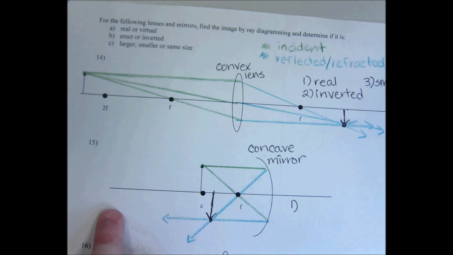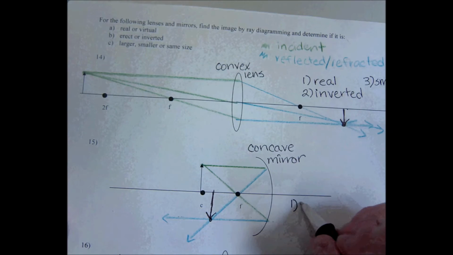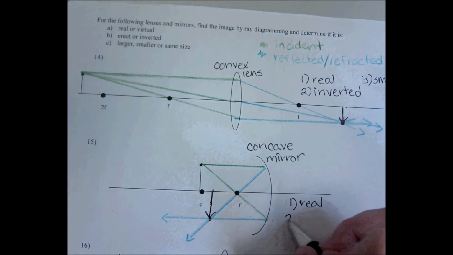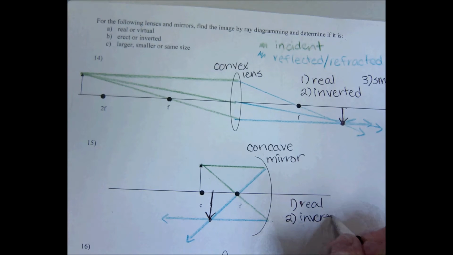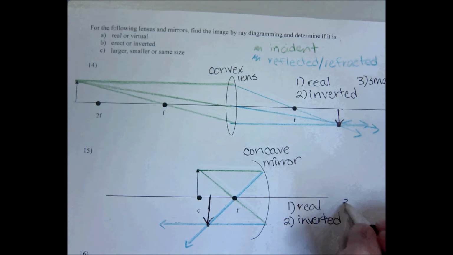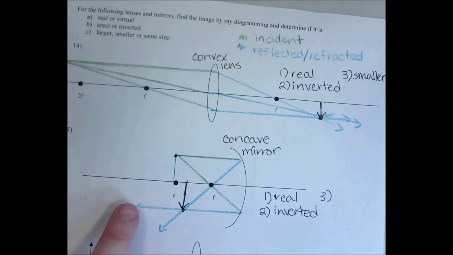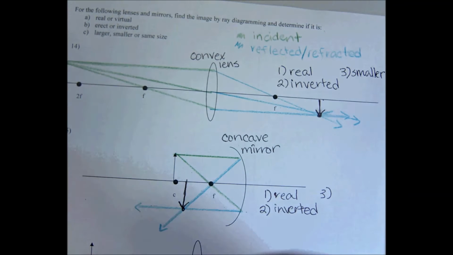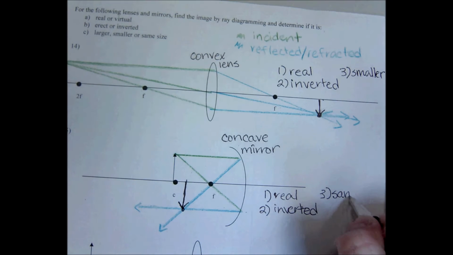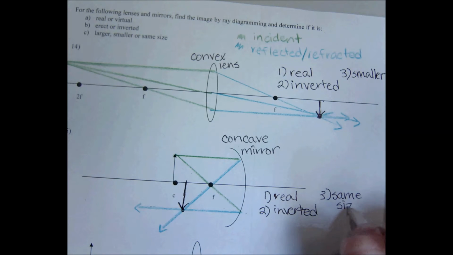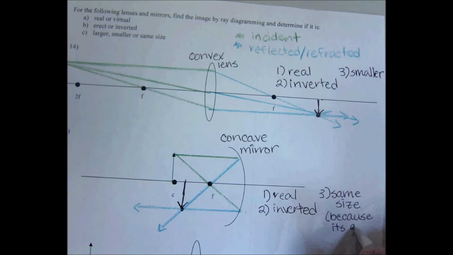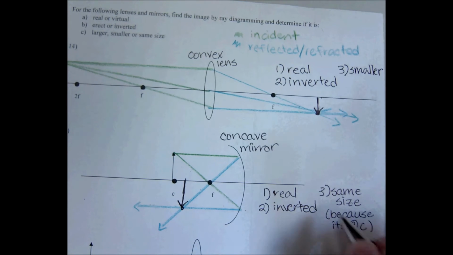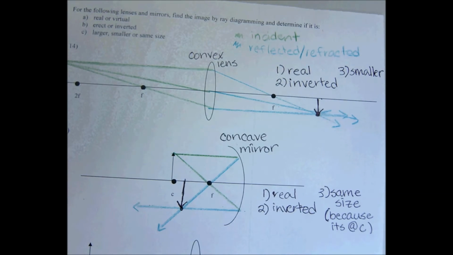It's on this side, and for mirrors, this is the real side, so this is real. It's below the axis, so it's inverted. It's actually really hard to tell here, but being on top of the center of curvature is a special point where it's the same size. That does not occur anywhere else.